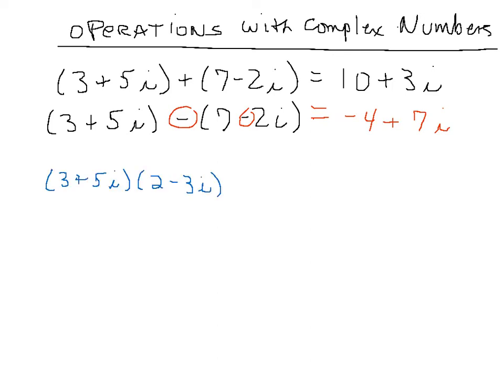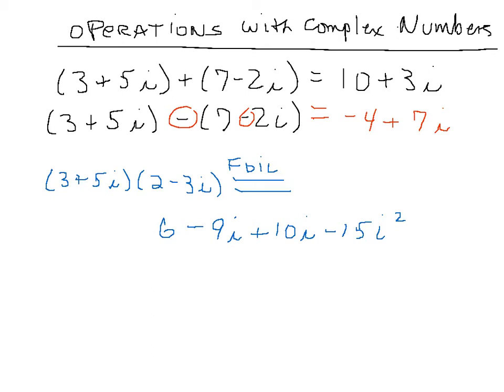So how about multiplying? Well, if you take a look at these, really what applies here is FOIL. So the first terms give us 6. The outside terms give us minus 9i. The inside terms plus 10i. And the last terms minus 15i squared.